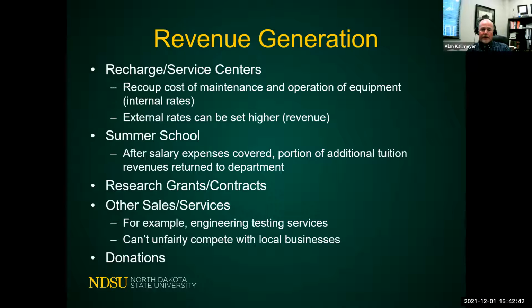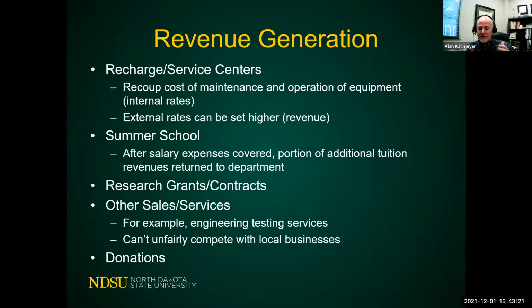Summer school, again. If you can market your summer school and get higher enrollments, that's a way to make a little bit of extra revenue for departments once you've covered the instructor salaries. Of course, research grants, contracts, that's how we support a lot of our graduate students. And the overhead that comes back off of that, again, is a way to support our research enterprise in the department. And then there's other kind of services or sales, so to speak, that departments can maybe do.